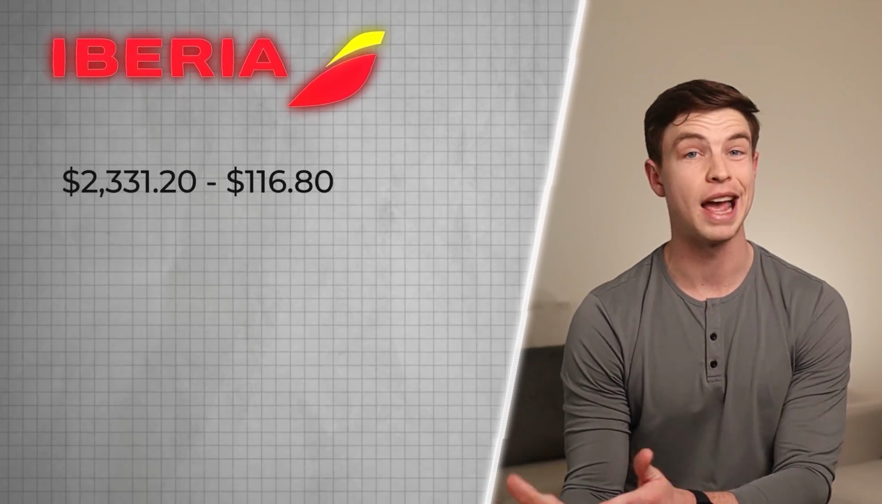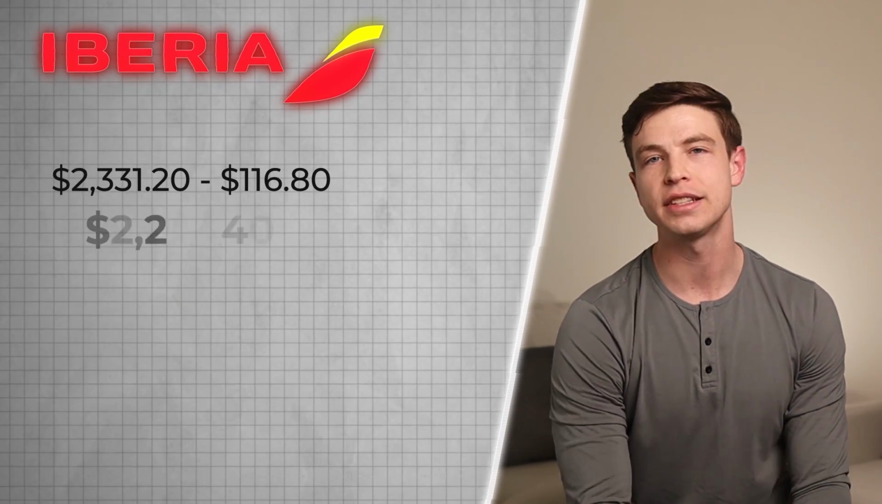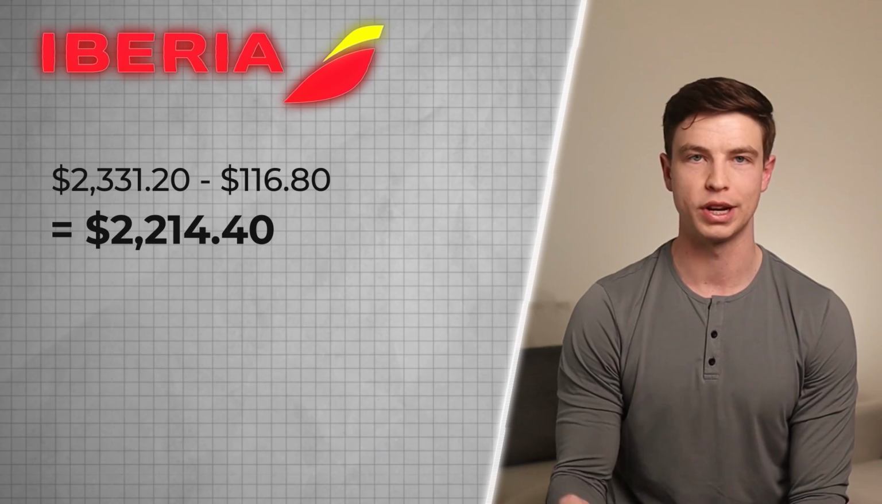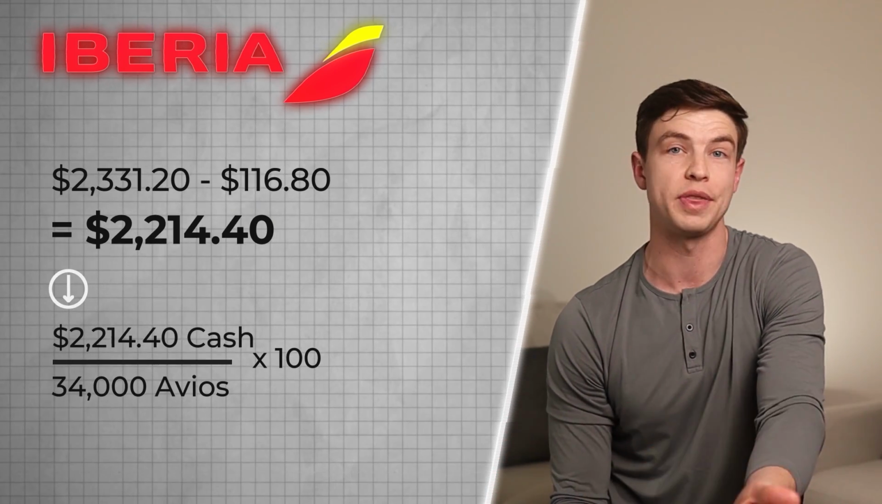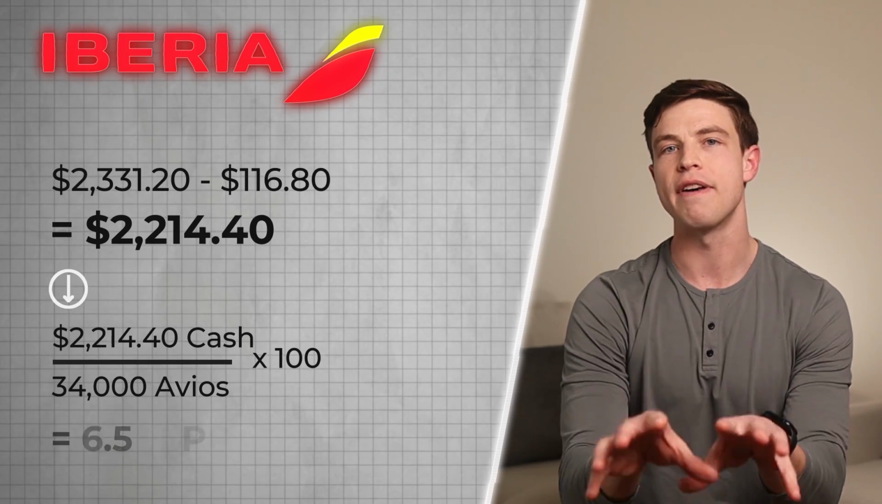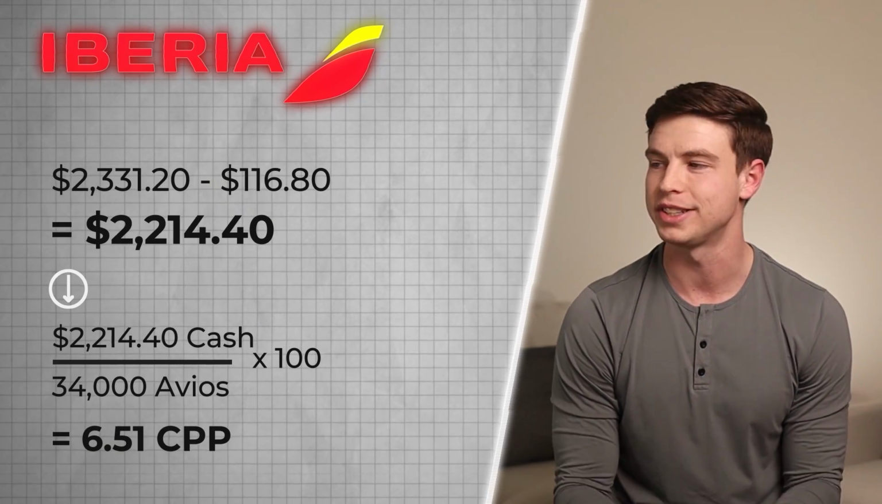Now, if we do that cent per point calculation, we'll take the full cash price and then subtract the $116.80 from taxes and fees on the award ticket, and that gets us $2,214.40. And then we'll divide that by the 34,000 Chase points that it would take to book the 34,000 Avios award ticket. And that gives us a value of 6.51 cents per point, which is an amazing deal.